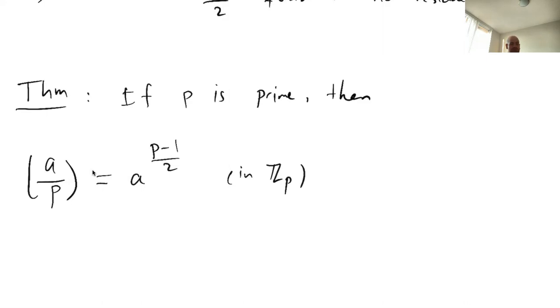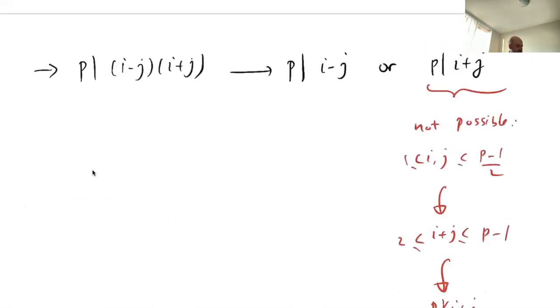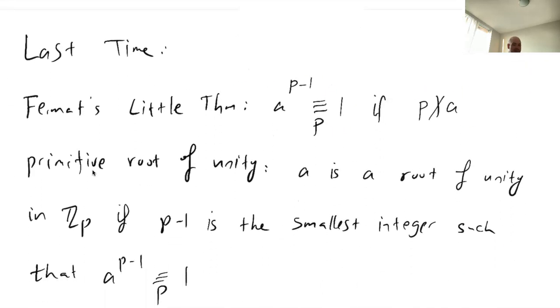But can we say the same thing about a to the power (p minus 1) over 2? Can we say that it is also either 1 or minus 1? Well, the answer is yes. A to the power (p minus 1) over 2 mod p is also always either 1 or minus 1. Remember that according to Fermat's little theorem, a to the power p minus 1 is 1, right? So if a to the power p minus 1 is 1, a to the power (p minus 1) over 2 should be either 1 or minus 1, right?